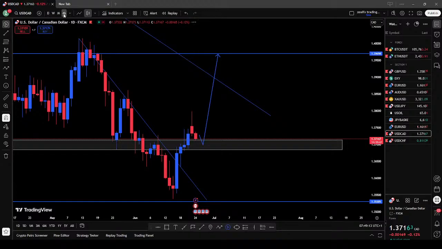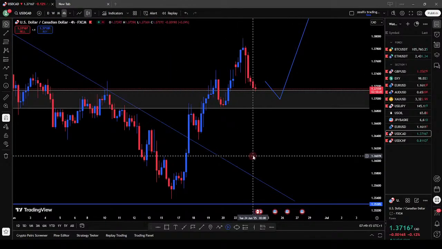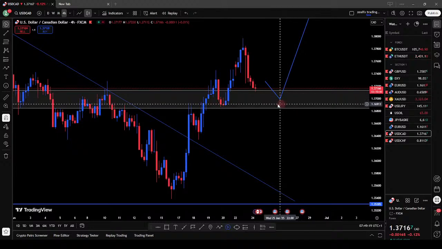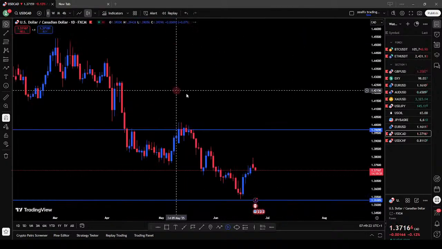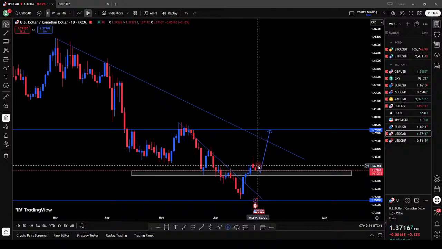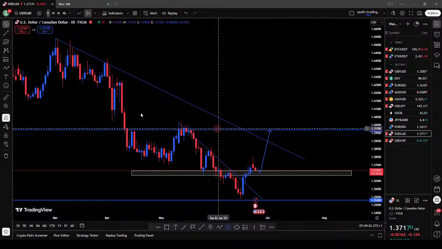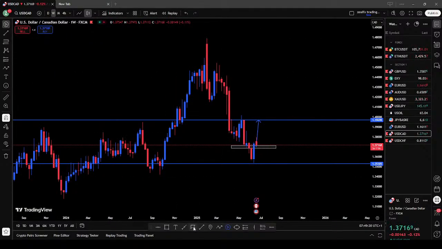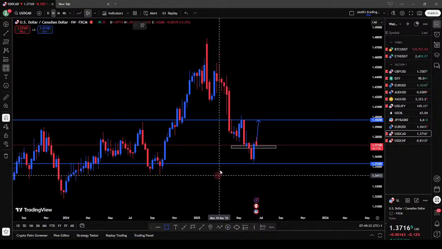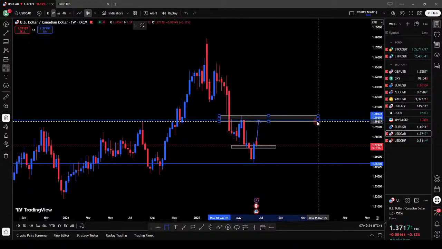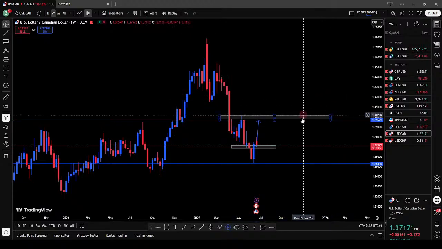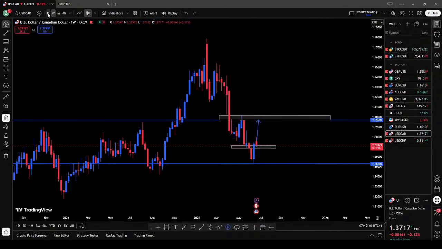Let's look at the 4-hour chart of the USDCAD. I'm still expecting price to come into this zone, and we're also expecting price to give us a buy setup from here to this level on the USDCAD. So let's look at the weekly chart of the USDCAD. This is our resistance on USDCAD. So this is our next level we expect price to move to on USDCAD.